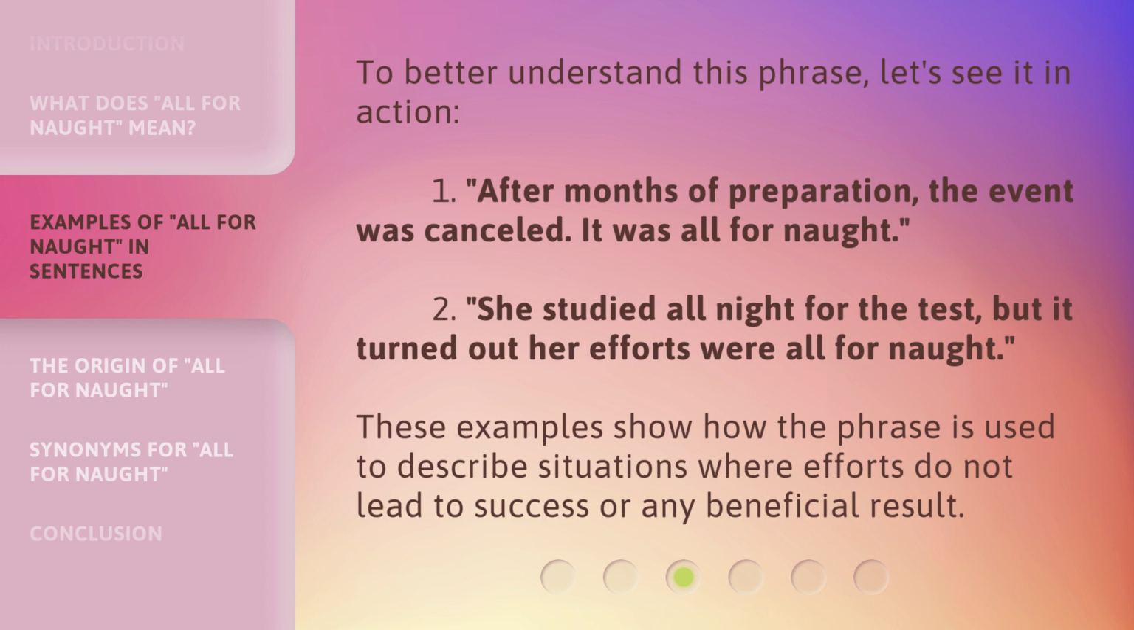To better understand this phrase, let's see it in action. 1. After months of preparation, the event was canceled. It was all for naught. 2. She studied all night for the test, but it turned out her efforts were all for naught. These examples show how the phrase is used to describe situations where efforts do not lead to success or any beneficial result.